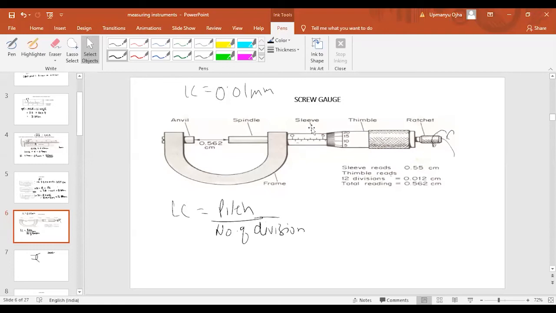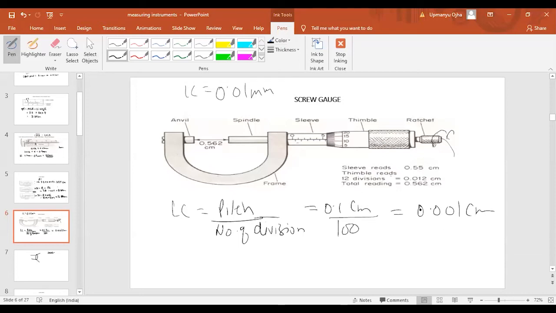The linear displacement when we make one complete rotation of the circular scale is known as pitch. In this case, when we completely rotate the circular scale, it will displace by 1 millimeter or 0.1 centimeter. So the least count will be 0.1 centimeter divided by the number of divisions. There are 100 divisions, so we get the least count of the instrument as 0.001 centimeter.